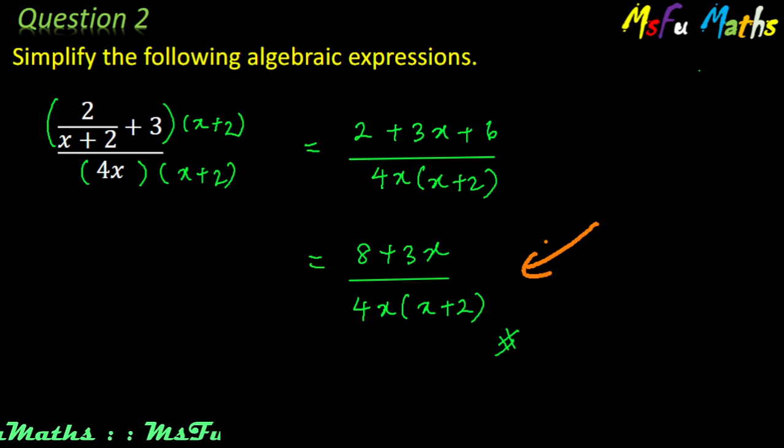I hope you understand. So to get rid of this x plus 2, just multiply with x plus 2, because when you multiply with x plus 2, you can cancel it off. So no more fractions.